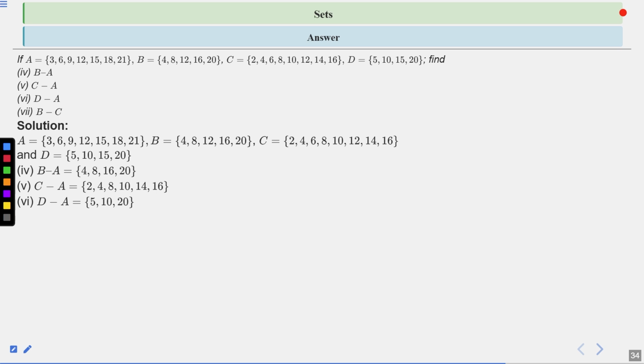Now D minus A, very simple. Write down the complete set D, 5, 10, 15, 20. Eliminate the common elements. So the common element is simply 15. So eliminate 15 from the set D. So you are only left with 5, 10, 20. So D minus A will be your set 5, 10, 20. B minus C will be a singleton set with element 20. Clear? I hope it is clear how we got the differences.